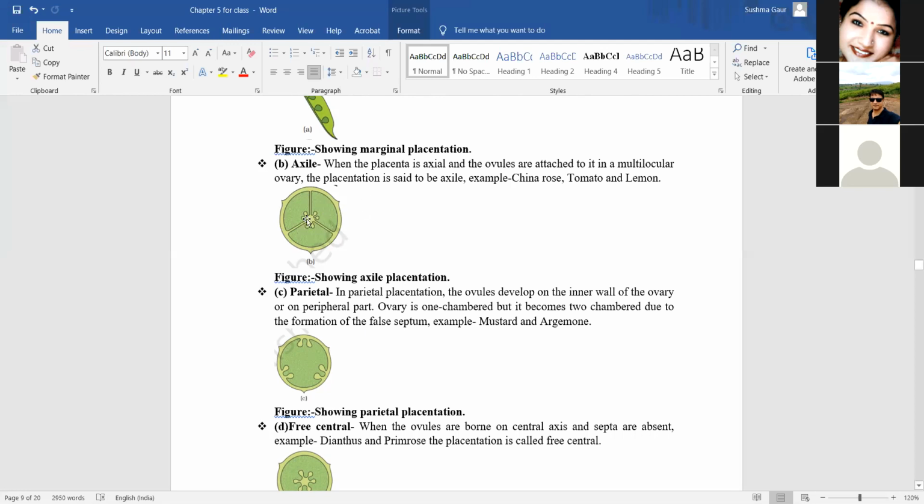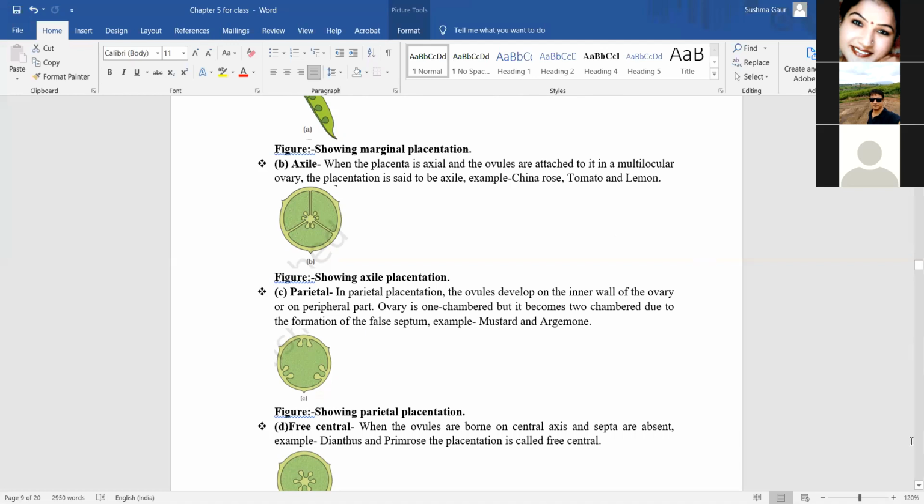Axial means the placenta will be present in the axial center, and the ovules will be attached to the axils. You can see in the center. Here in the locule, it is present in the center. Here also in the center. Here also in the center, in the axial position. Okay?